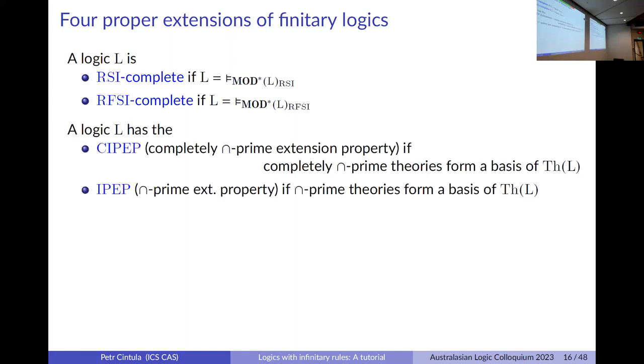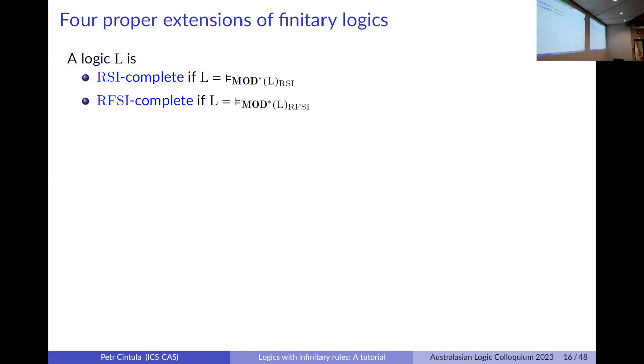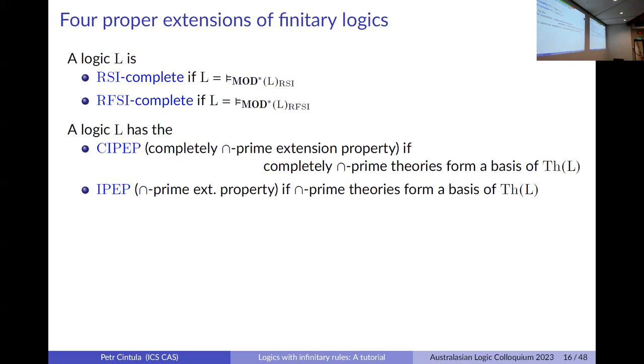So that's another. But what have we needed to prove this completeness? To know that each set can be extended into a completely intersection prime one. Or for this completeness, it will be sufficient to know that each set can be extended into an intersection prime one. So we have the Lindenbaum lemma. Let's make it a property. We say the logic has IPEP, the intersection prime extension property, if intersection prime theories form a basis. And we say it has SIPEP, the completely intersection prime extension property, when the completely intersection prime theories form a basis of the closure system of all theories.